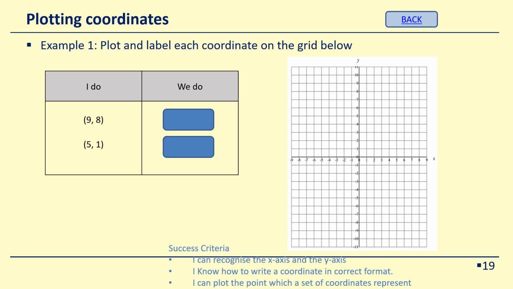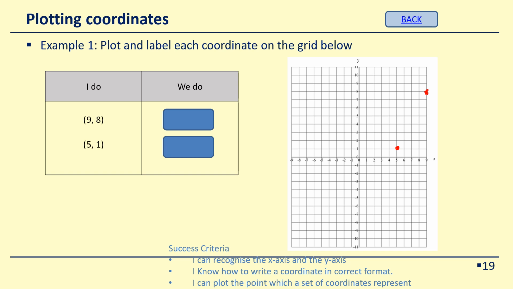It would help if you had some squared paper. Or if you wish, you can use the computer screen and decide for yourself where it's going to go. So (9, 8): I'm going to start from 0, go across 9 and up 8. So that's there. Right, (5, 1): go across 5 and up 1.